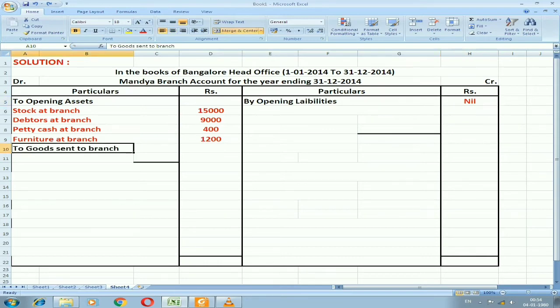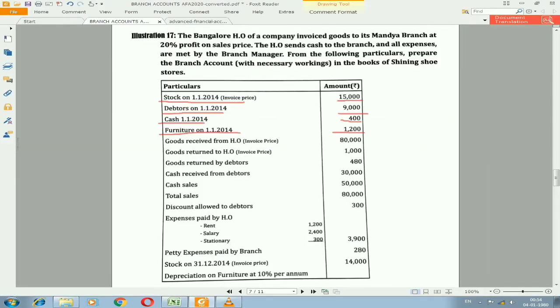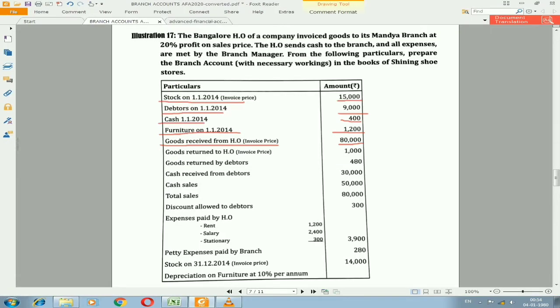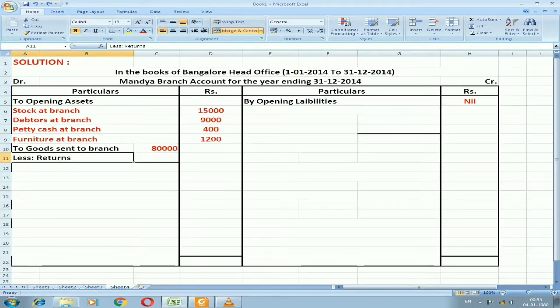Next we are going to start with goods sent to branch. Whatever the goods which are sent by the head office to the branch, we are supposed to record. As you can see, goods received from head office is also nothing but the same. That amount we are supposed to record, which is the amount of 80,000. And if any returns are made by the branch to the head office, we are supposed to record. One return is there, which is the amount of rupees 1,000. By deducting it, we'll get 79,000 as total goods sent to branch.